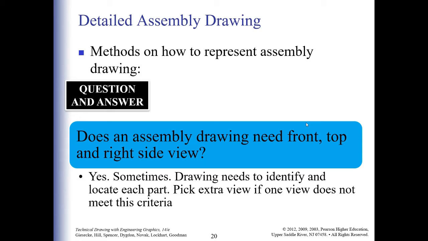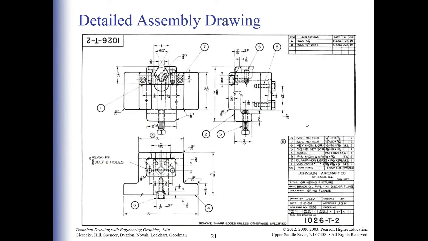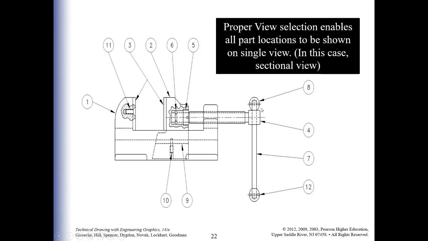Detailed assembly drawing. The method on how to represent the detailed assembly drawing. The assembly drawing needs to have front, top, right side view, such as in the orthographic view? Yes. This is an example of a detailed drawing shown: the bill of material, the balloons and the annotation, the dimension, as well as the orthographic drawing of the top view, front view, and the side view.